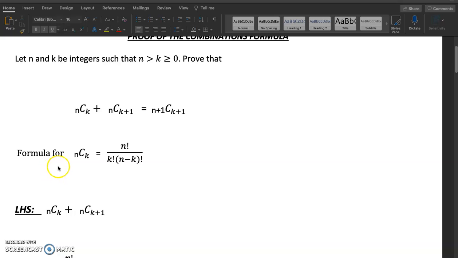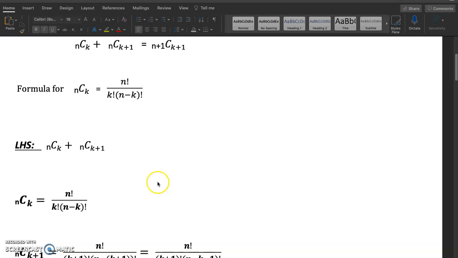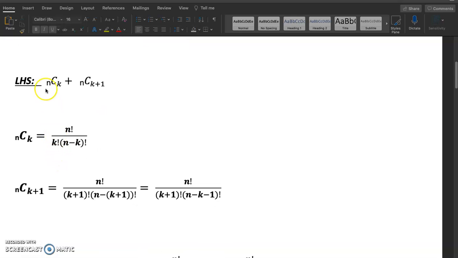The first thing is we need to know the formula for n choose k, which is n factorial over k factorial times n minus k factorial. We proceed to solve for the left-hand side of the equation, which is n choose k plus n choose k plus 1. We identify n choose k, which is n factorial over k factorial times n minus k factorial, and we identify n choose k plus 1.